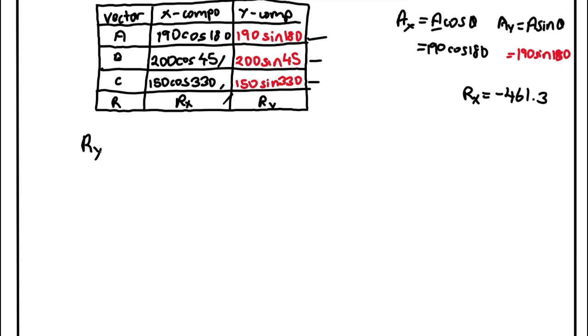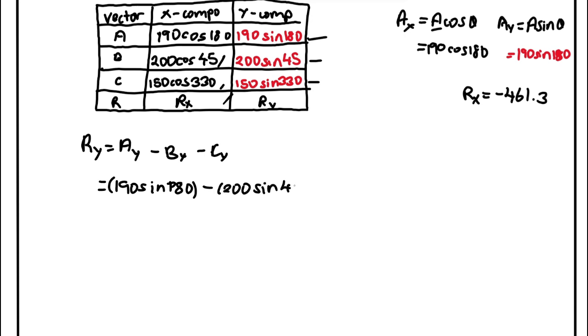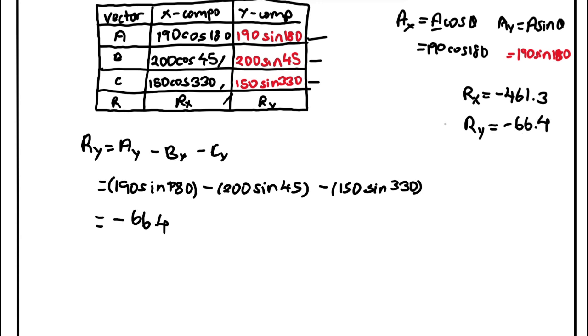Ry is equal to AY minus BY minus CY. AY is 190 sine 180 minus 200 sine 45 minus 150 sine 330. This gives us negative 66.4. So our Ry is equal to negative 66.4.